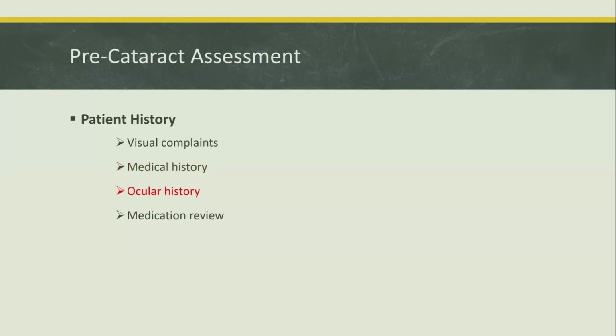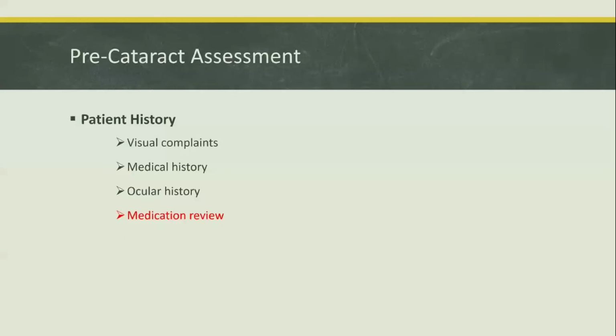Coming to the ocular history, obtain the previous eye conditions and treatment. Ask about previous eye surgery, any eye trauma or injury, any previous diagnosis of glaucoma or uveitis, any retinal disorders, whether they had high myopia or underwent refractive surgeries, and any family history of ocular disease. This history has to be documented.